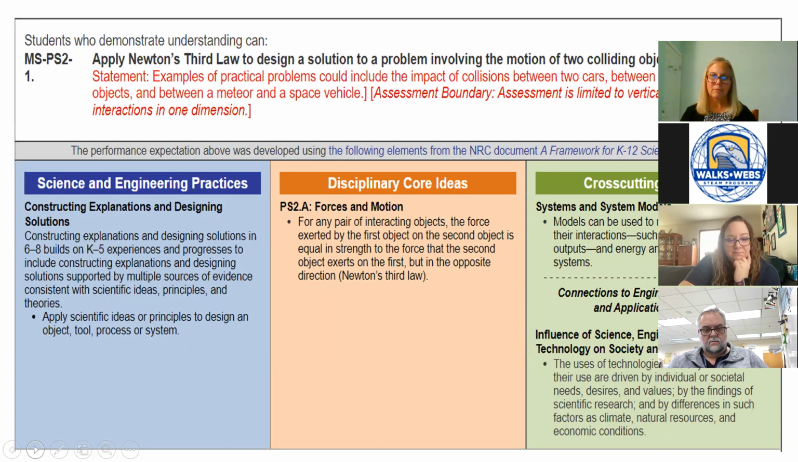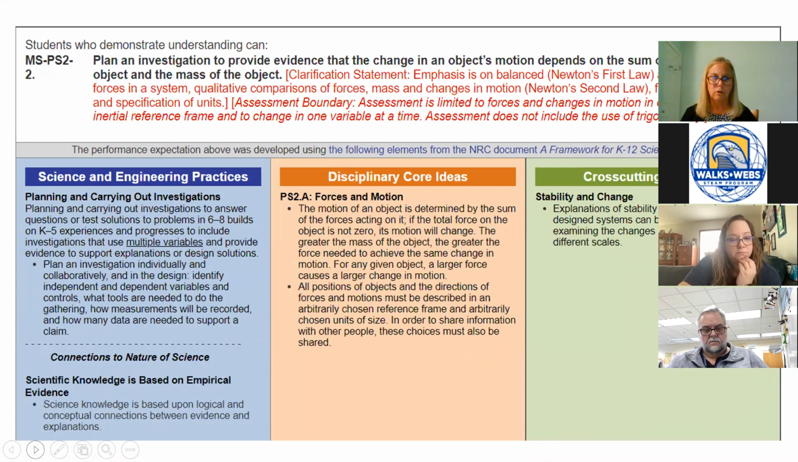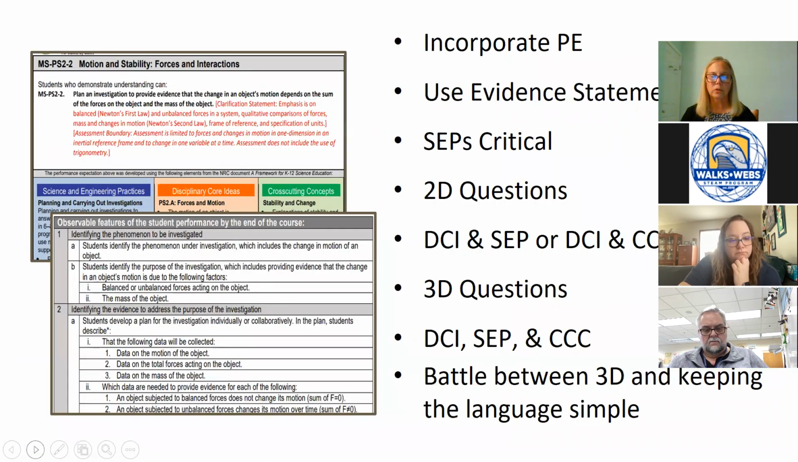But you can see again, we have the PE up there, and we want to make sure that we stay true to the PE. But I can have a question about the explanations and solutions, something with systems and system models, and then obviously this content that's listed there with DCIs. So again, this is just to see it a little bit bigger and larger. And please, please, please, these are so helpful.